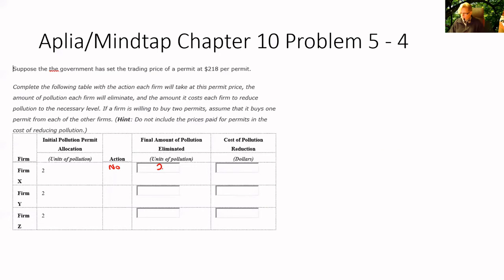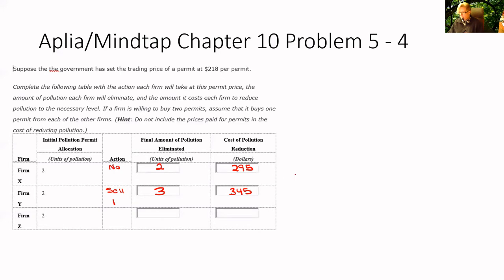This is going to be 2 because they're going to stay where they're at. Cost of reducing pollution was $295. This is going to be a sell 1 permit. So a 3 here because they're using 2 and selling 1, and that's going to be $345.